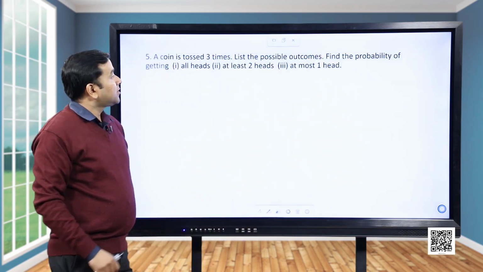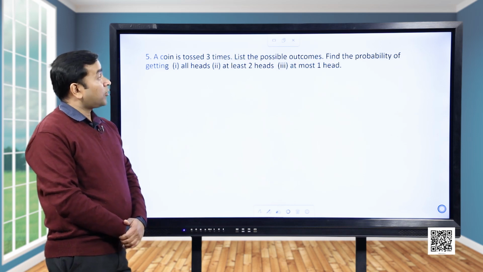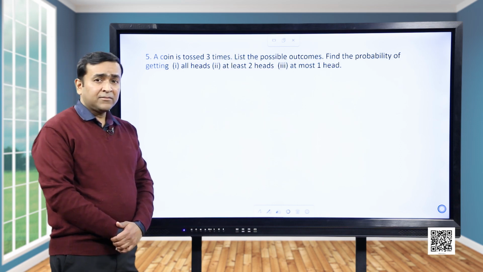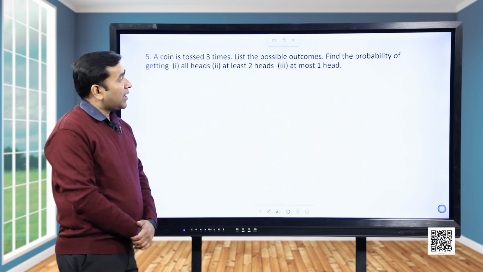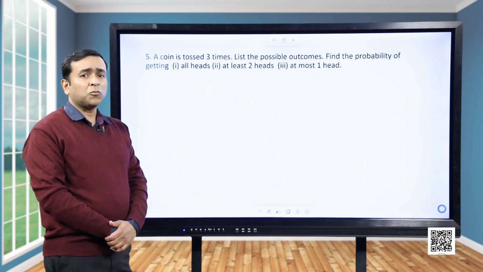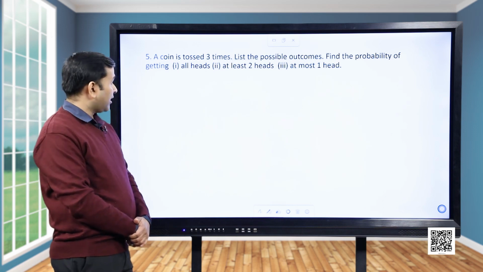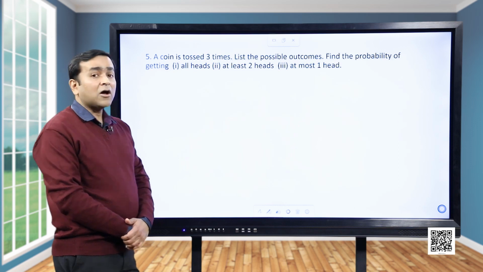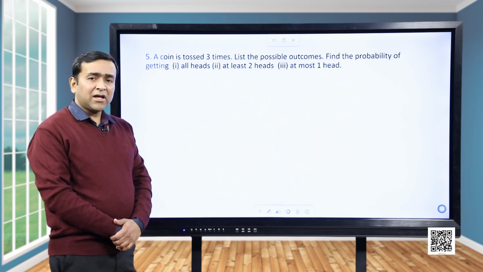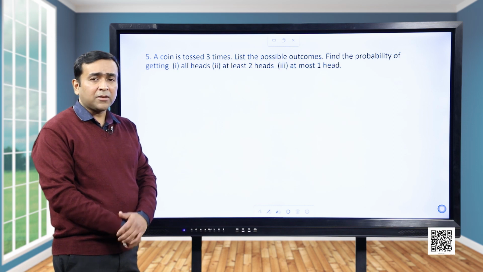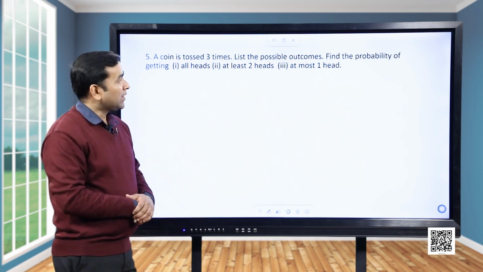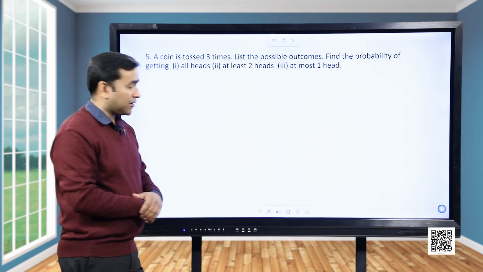A coin is tossed 3 times. List the possible outcomes and find the probability of getting all heads, at least 2 heads, and last part, at most 1 head. We again read this question. A coin is tossed 3 times. Now we have a coin. Visualize yourself. A coin is tossed 3 times. 1, 2 and 3. Okay. Let us understand with the help of a diagram.